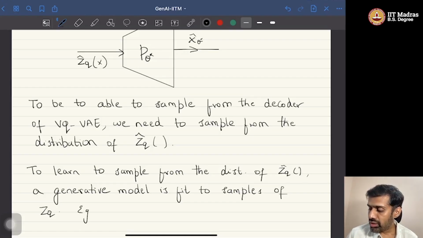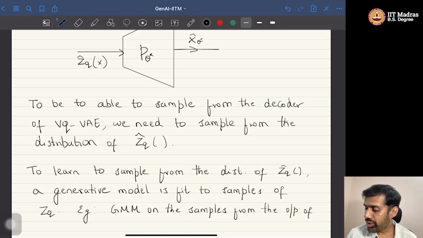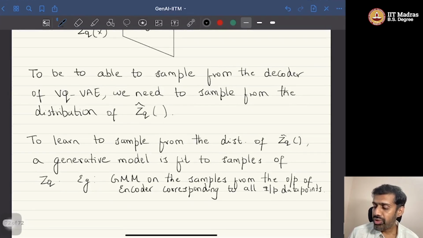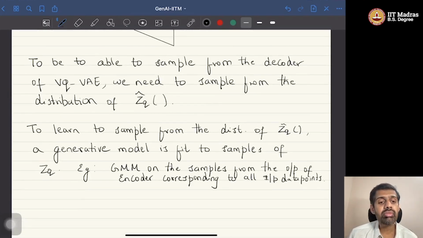This can be a GMM on the samples from the output of the encoder, corresponding to all input data points. So given a dataset that we have, a lot of input data points, pass all of them through the encoder. You will get the corresponding latent representations. You fit a GMM on top of it, which means that you learn another generative model on top of it. Once you do this, this will enable us to sample from the distribution of z_q.